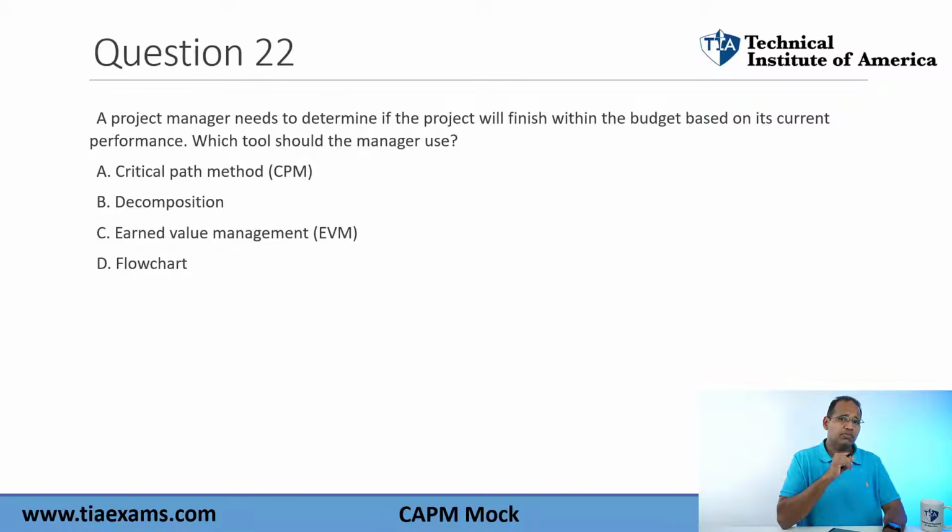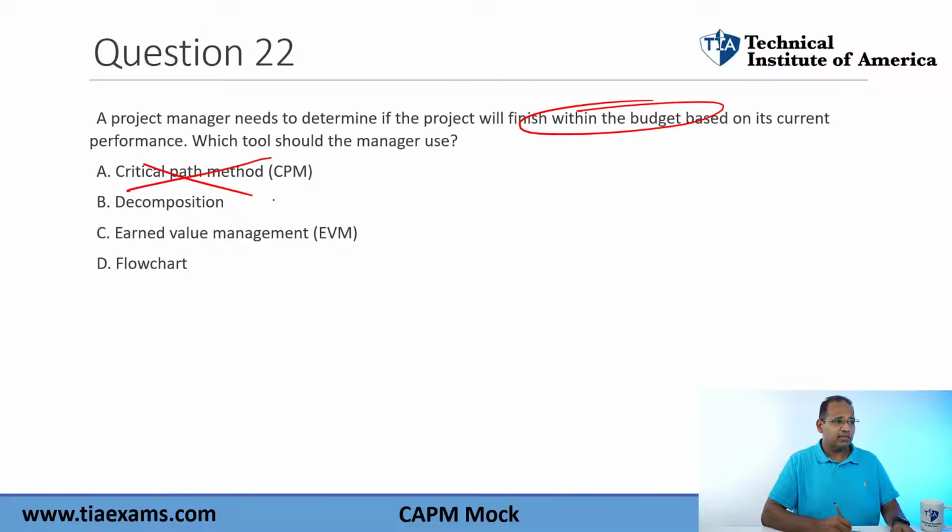What tool should the project manager use? Okay, which one here is really going to be dealing with costs, right? So you got to understand this. Notice that this question is all about costs, right? So critical path method, not correct.